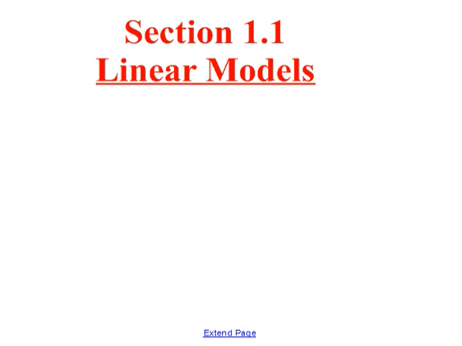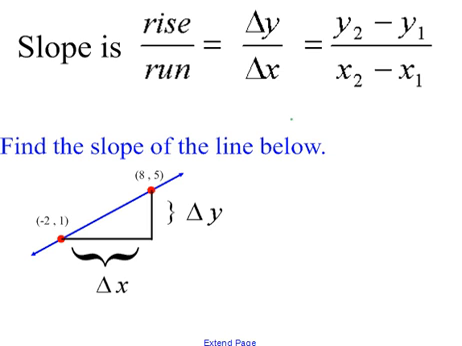Hello, today we are going to review linear models. We're going to start with the idea of slope and recall that slope is just rise over run, which means change in y. This delta symbol just means change in. So change in y over change in x, which is equal to y2 minus y1 over x2 minus x1.